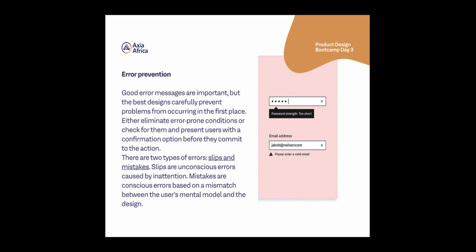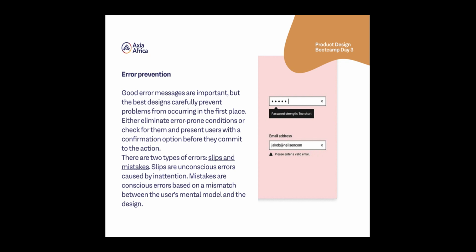There are two types of errors, slips and mistakes. Slips are unconscious errors caused by inattention. Mistakes are conscious errors based on a mismatch between the user's mental model and the design. So what the user has in mind is different from what you have designed. In this case, it is not the user's fault. It is your fault, because the user is used to something, but you give them something else.